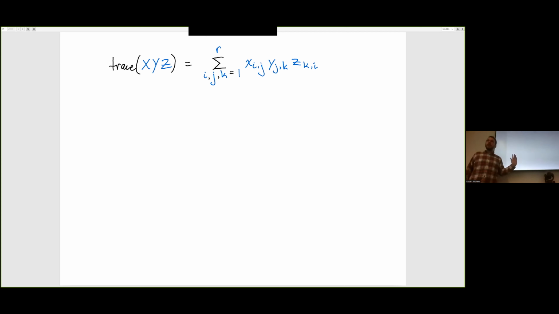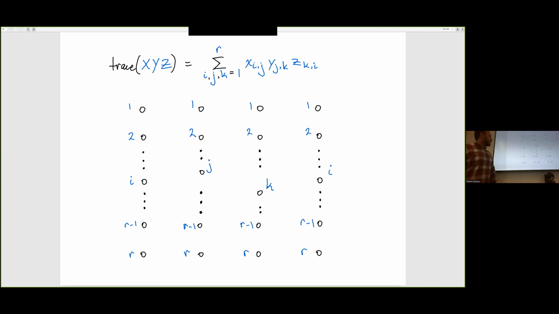Okay, and if you know the word ABP, this is going to be an ABP. Well, almost. So I'm going to draw a graph. It's a 4-part type graph. So it has 4 parts. They're arranged in layers. And each layer has R vertices. I'm going to draw some edges.